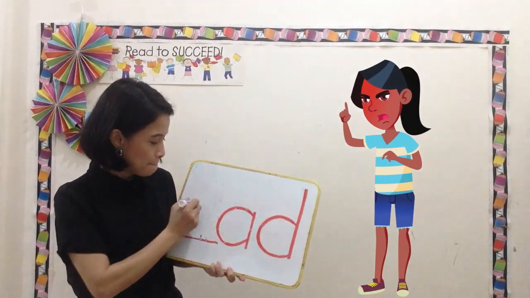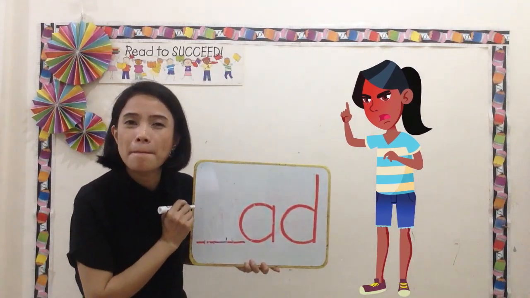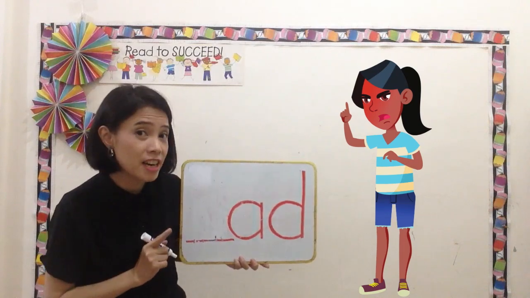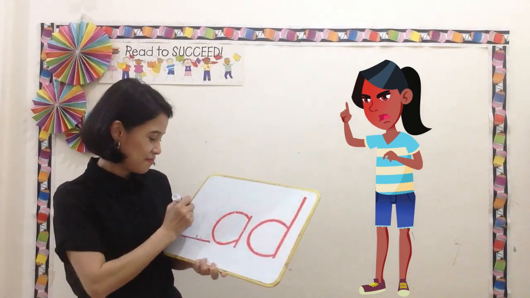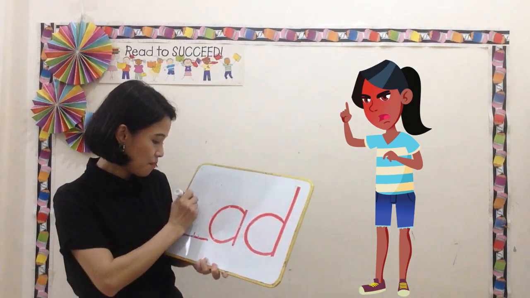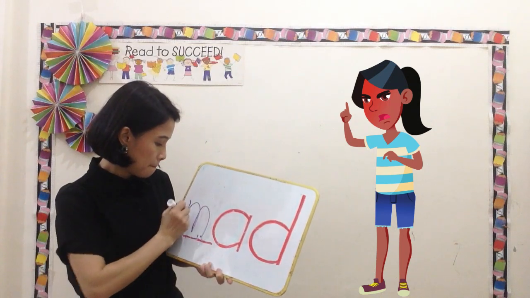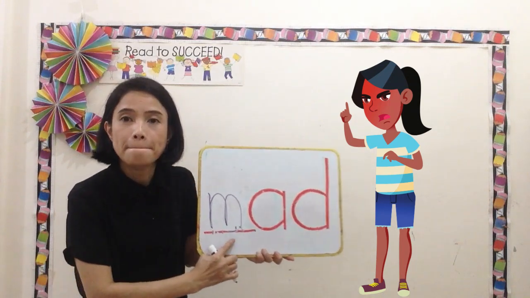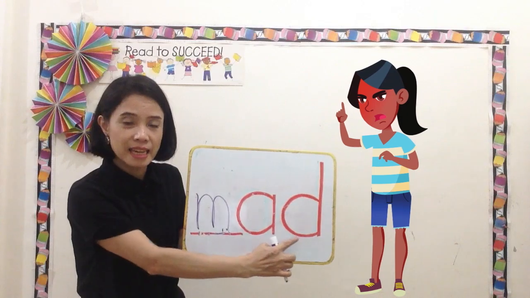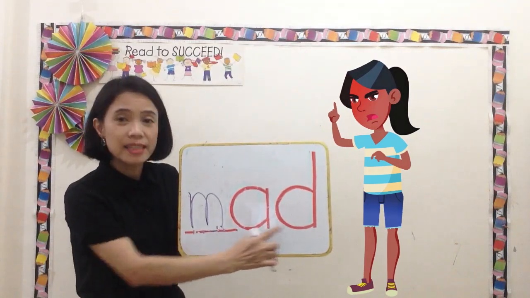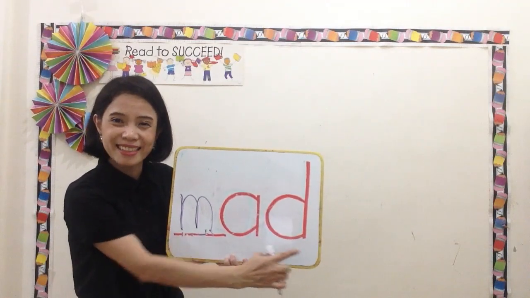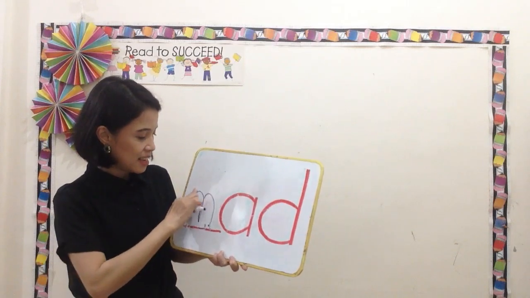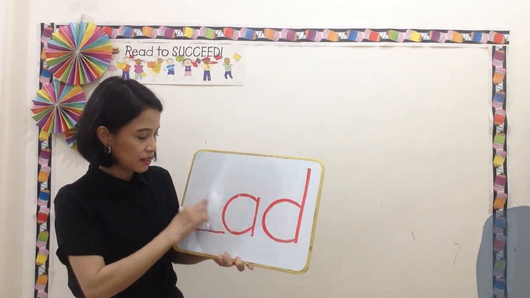Mad. What's the first sound? That's letter M. That is letter M. Let's read the word. Add. Add. Mad. Let's have the next one.